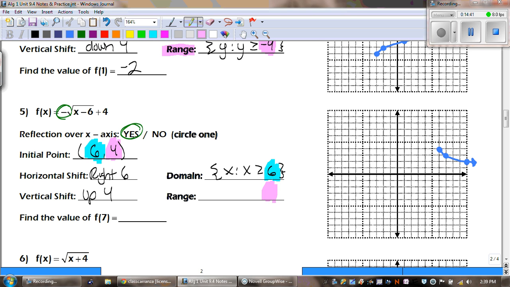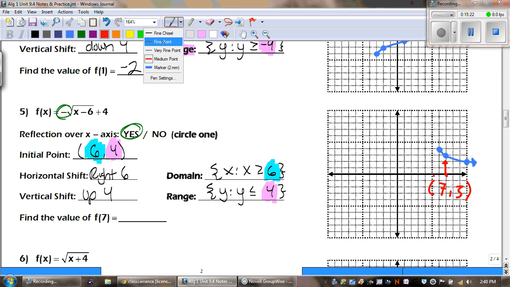Same thing's going to happen with our range. That's going to be a 4. But now when we're looking at that starting point, because now we're talking vertical, was it greater than 4 or was it less than 4? It was less. So y is less than or equal to positive 4. Now, when we plug in the point 7, there's 5, 6, 7, what do we get? That's the point 3. So when you plug in f of 7, y equals 3.